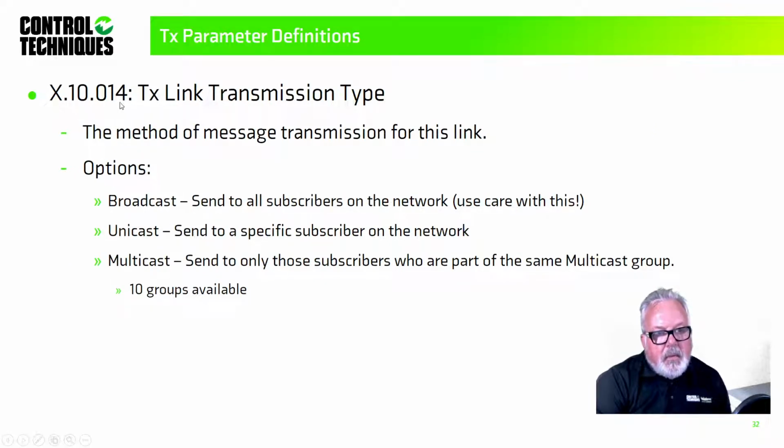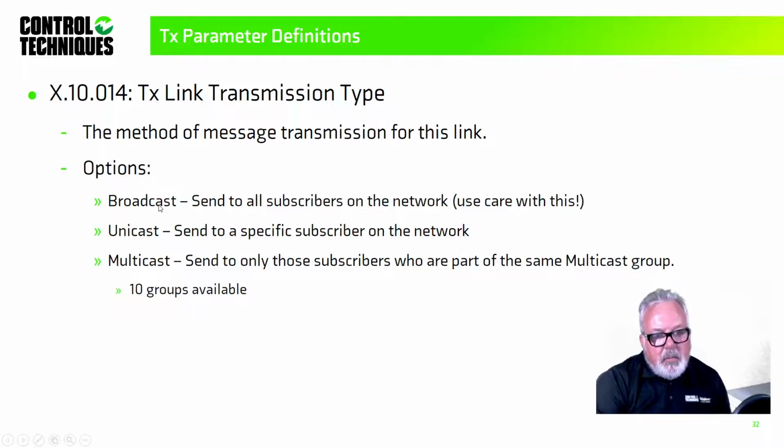Now, the transmit link transmission type. This is the method of message transmission for the link, and your options are broadcast, which, as the name implies, sends that packet to all subscribers on the network. Here is where you need to be very careful. This is where network design comes into play. Broadcast messaging, of course, is going to consume the most bandwidth, so you do have to be careful.